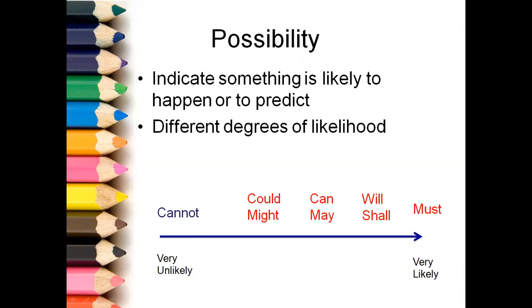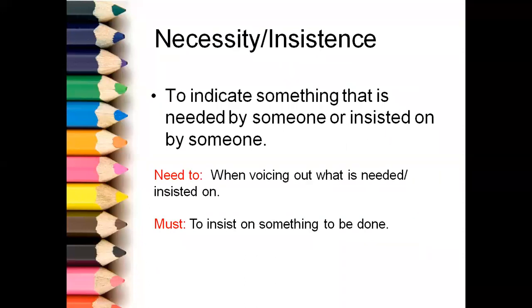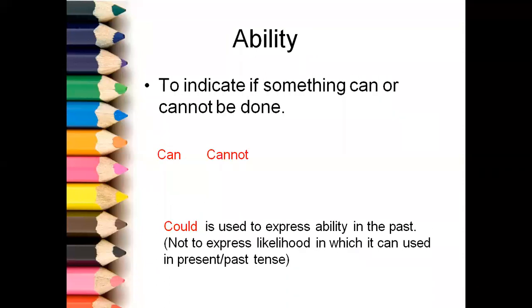Obligation, you can use should and must. Other than should and must, you can also use ought to, you need to. This is also used for obligation. And for necessity, you can say you need to, must. Then ability, can, cannot. So these are the 4 application areas of modal verbs.